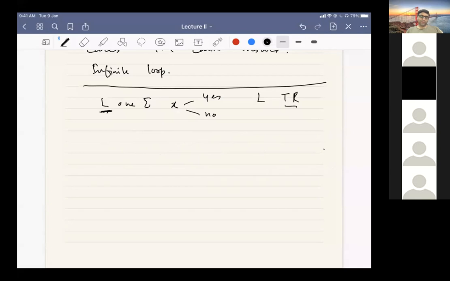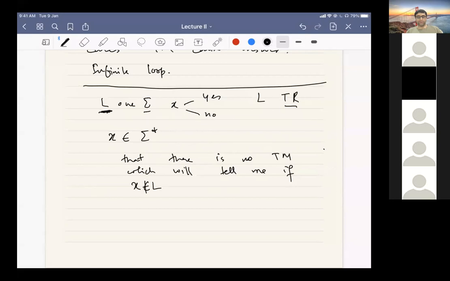So suppose there is some language L over some alphabet, and there is some string X in sigma star. If I can prove that there is no Turing machine which will tell me if X does not belong to language L, then L is Turing recognizable. Okay, I think that's correct now.